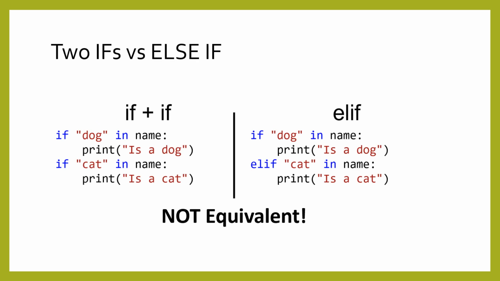The following 2 pieces of code may look similar, but they are quite different. The code on the left has 2 if statements, and both will always be evaluated and potentially executed. The code on the right has an elif statement, and the second will only be evaluated if the first one evaluates to false.